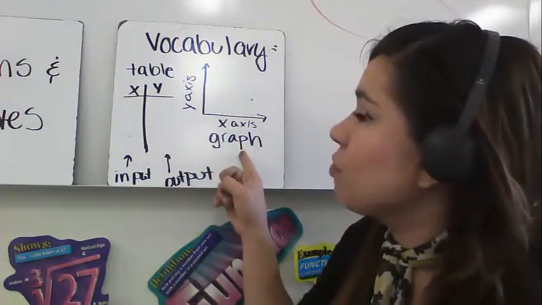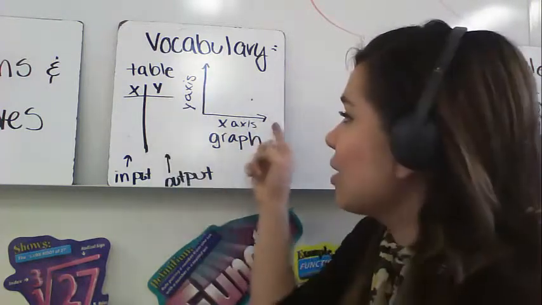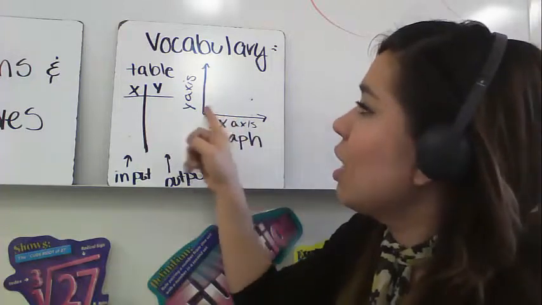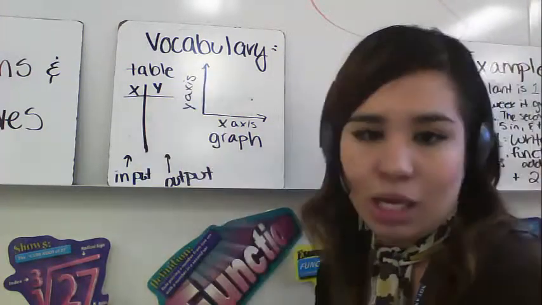Then we have a graph. You should be familiar with graphs, and just a reminder, we do have our x-axis, our x values would go here, and our y-axis, which are these numbers, they would end up going here.